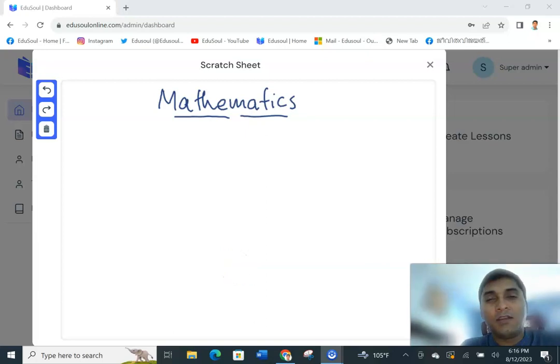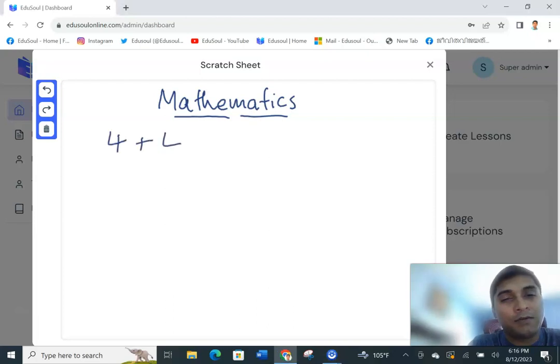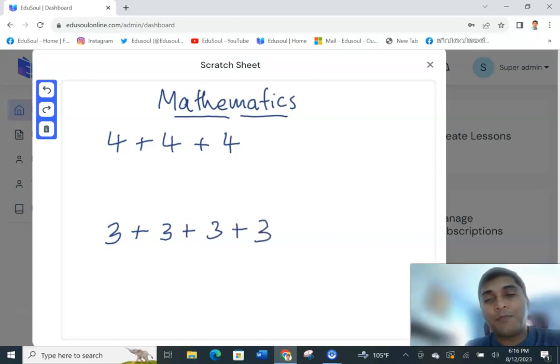So let's think about mathematics. It has a process, it has a way of doing. Okay, so let's think about 4 plus 4 plus 4, or 3 plus 3 plus 3 plus 3. Now I'm going to give you an idea about doing math.